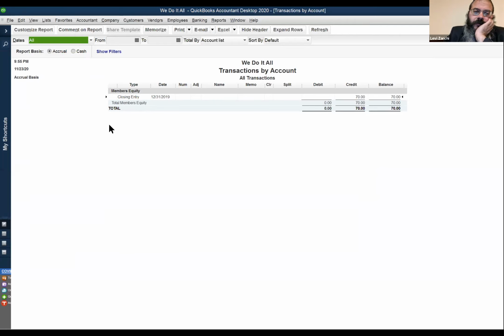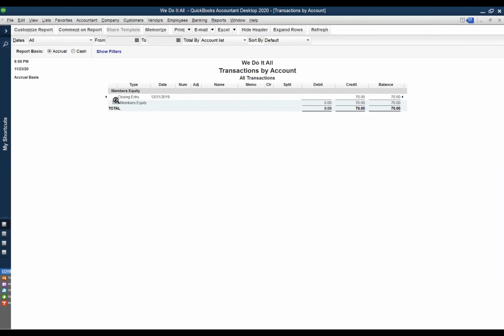What's the entries? Closing entry? Closing entry 70. Invoice Colonial Moni 300 for credits, 370 for balance. Yankel Chaim is 225 in members equity? No, an invoice. No, the members equity. The total members equity is 670, which is closing entry 70, 300 for Colonial Moni, Chaim Yankel 225, and then a sales receipt for bookkeeping 75.